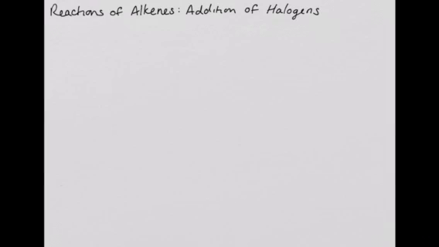The topic of this video will be the addition of halogens to alkenes. The general reaction is an alkene reacting with a molecule of halogen. The halogen adds across the double bond so that one atom of halogen adds to one carbon of the double bond and the other adds to the other carbon.